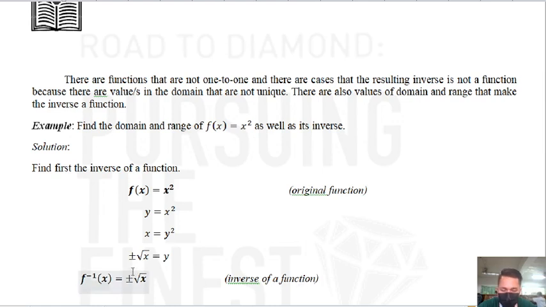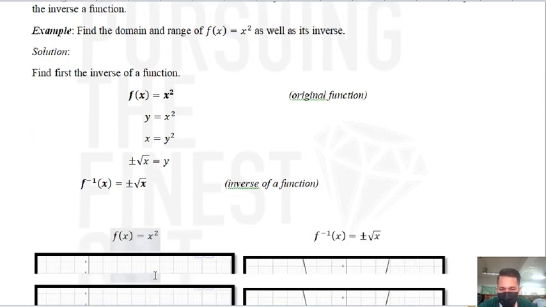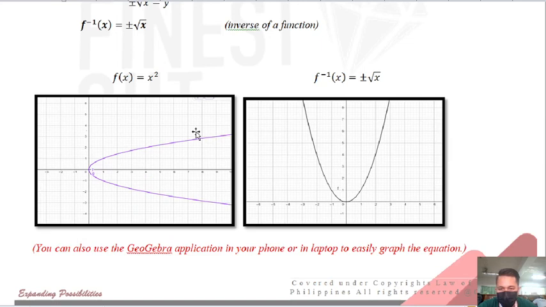Now, I will teach you how to find the domain and range of this inverse function easily. You need to use the GeoGebra application. So we have here the graphs of the original function, the original function x squared. Baliktad, ano? This is the x squared and this is the inverse function. Baliktad yan. Right. You can use GeoGebra. Paano po yung GeoGebra?